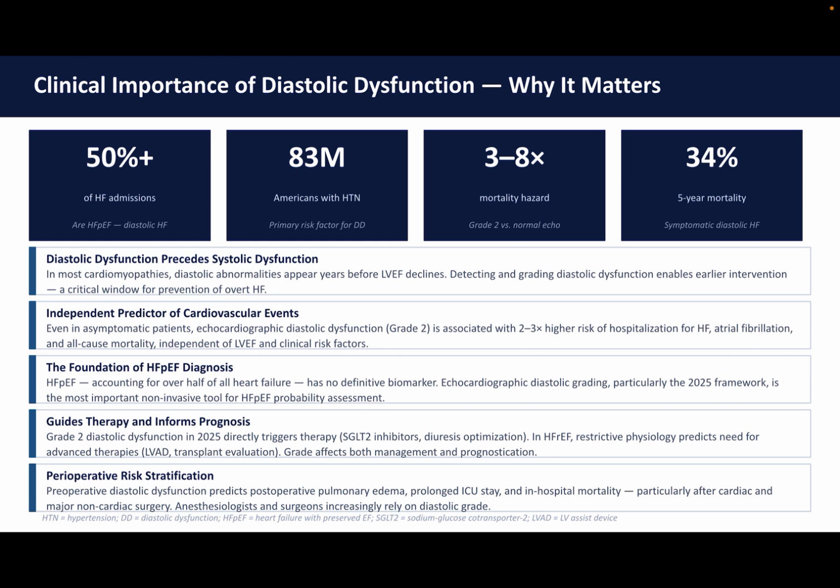The 2025 guidelines now directly link echocardiography grade to management. Grade 2 triggers SGLT inhibitors and diuresis optimization. Grade affects prognosis in heart failure with reduced EF. Restrictive physiology predicts need for advanced therapy. This isn't academic. It changes what you do when you see patients.